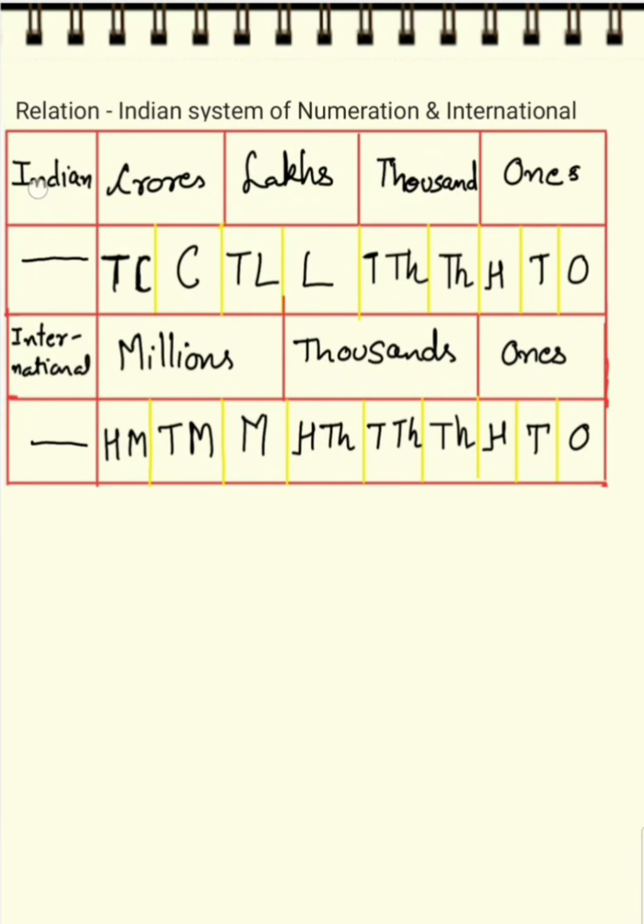If we compare the place value chart for the Indian system of numeration and for the international system of numeration, we'll find out that till 10,000 everything is the same. Here 10,000 is coming, and under this 10,000 is coming in the international system also. But after that here lakh is coming, and under lakh what is coming? 100,000. So we'll find one relation here. That relation is that 1 lakh is equal to 100,000.